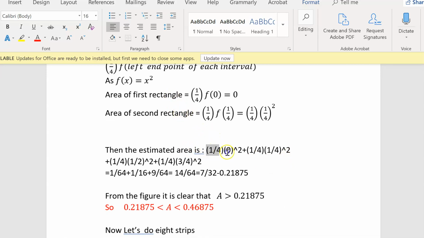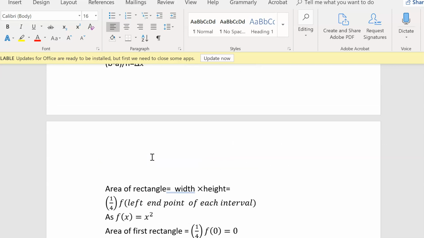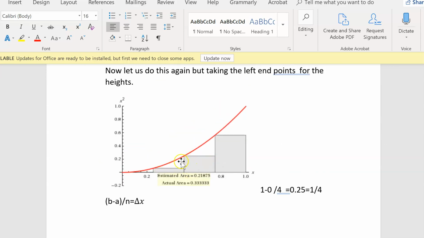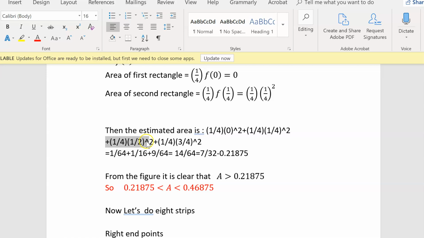So the first rectangle is 0, second rectangle is small, and then you go to the third rectangle, and the height is the left coordinate once again, which is now 1/2, right? So you take 1/2 squared, and you do that, and you get another number. So what is that number? This is the second approximation that we get. Using the left endpoints, it's called the left sum.